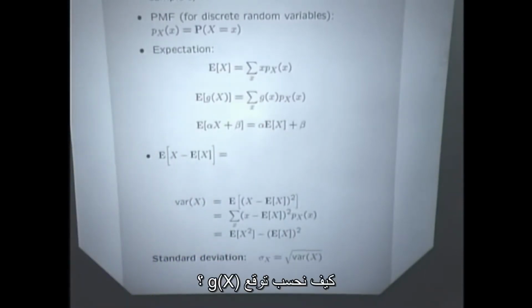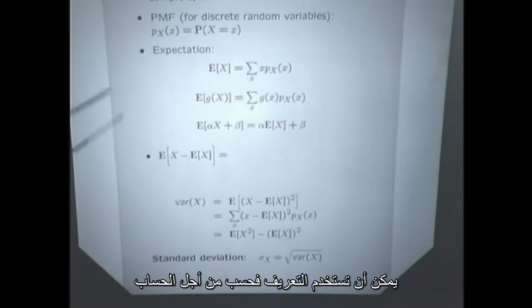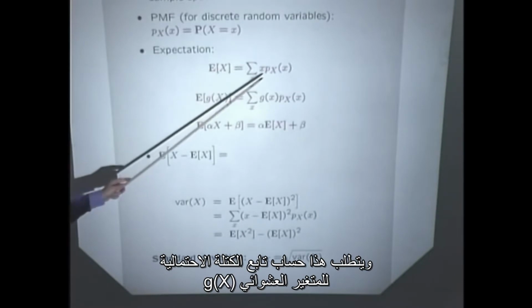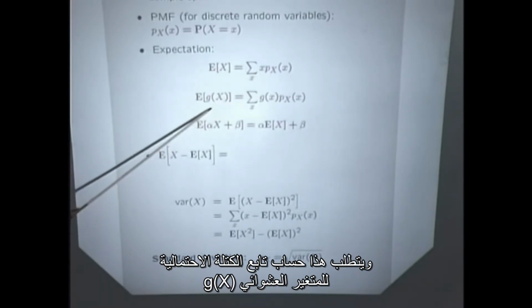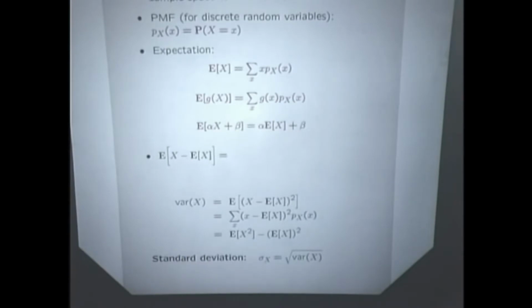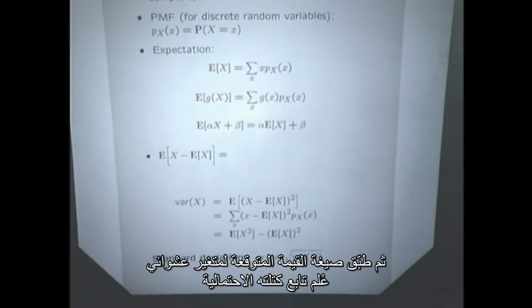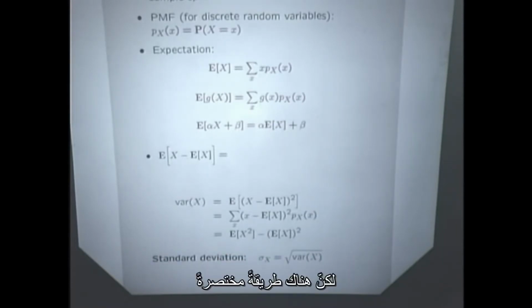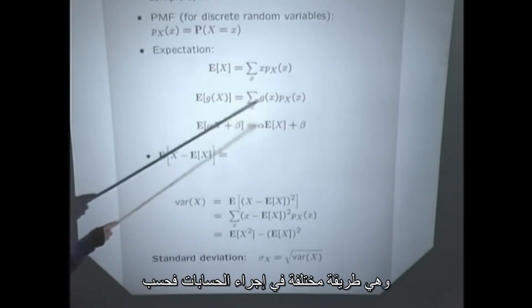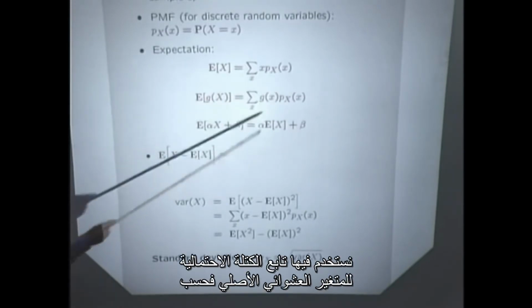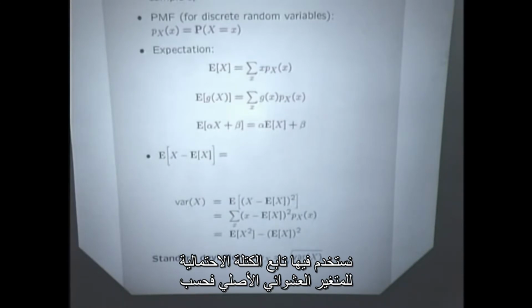So how would we calculate the expectation of g of X? You could proceed by just using the definition, which would require you to find the PMF of the random variable g of X, and then apply the formula for the expected value of a random variable with known PMF. But there's also a shortcut, which is just a different way of doing the accounting and the calculations, in which we do not need to find the PMF of g of X. We just work with the PMF of the original random variable.